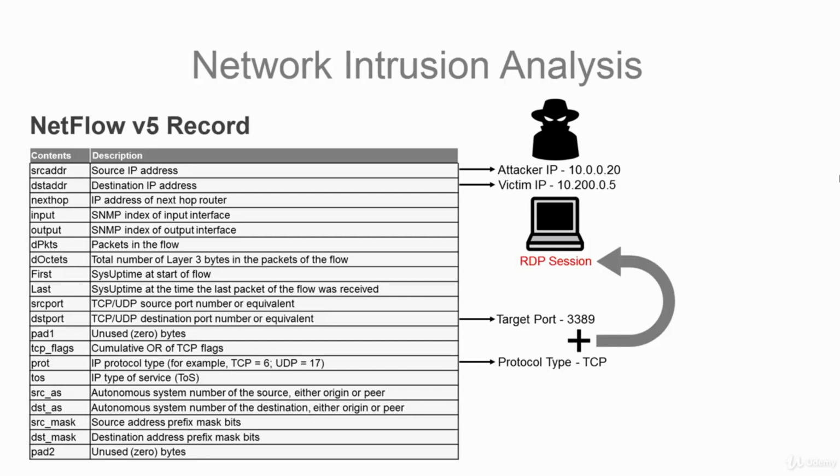NetFlow version 5 record data is commonly used to analyze security events. Here's a list of traffic flow data that can be provided by NetFlow version 5 records. This type of information can help to identify traffic anomalies and many cyber attacks.